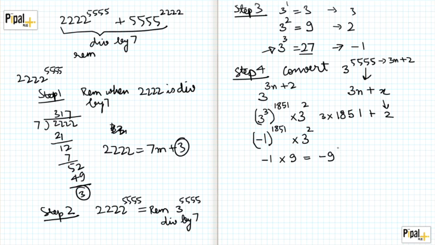So what do I have to do? I have to add 7s, and I will continue to add 7s until I get a positive number between 0 and 7. So I add 7, I get minus 2, still not enough. I'll add another 7 and this time I get a 5. So when 2222 to the power 5555 is divided by 7, it will leave a remainder 5, right? Let's do this for the next, 5555 to the power 2222.